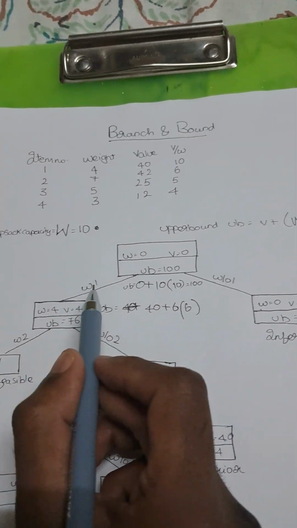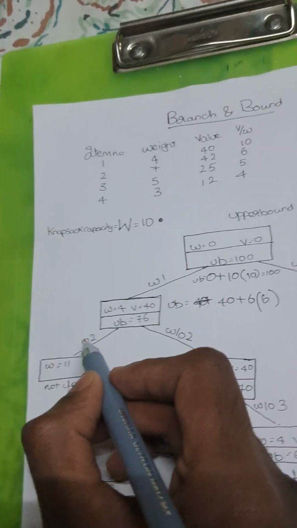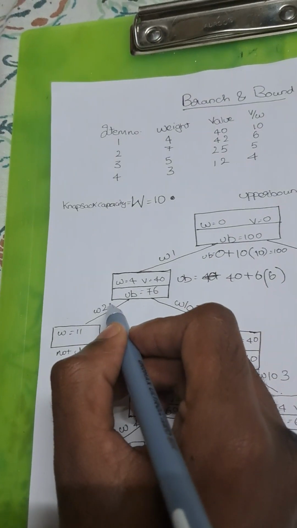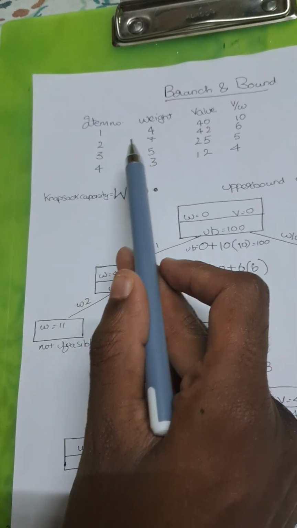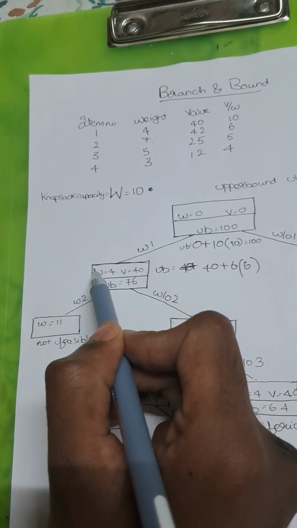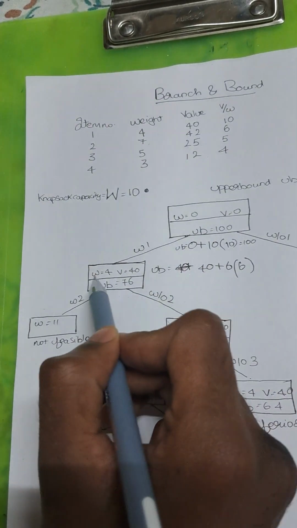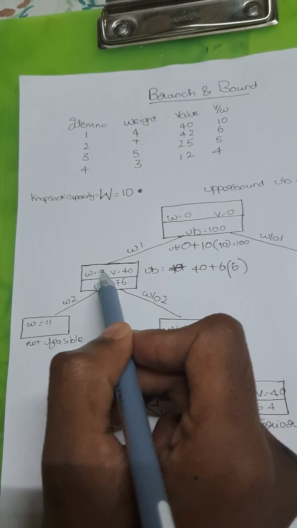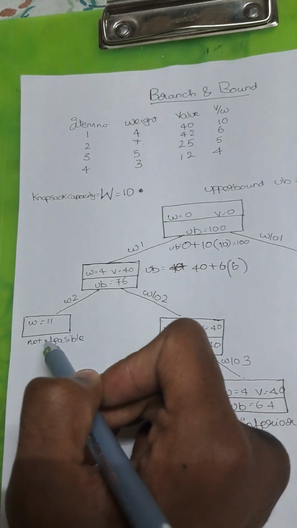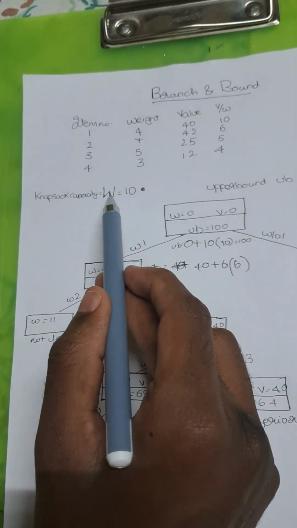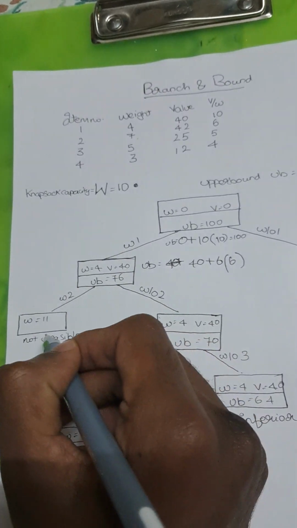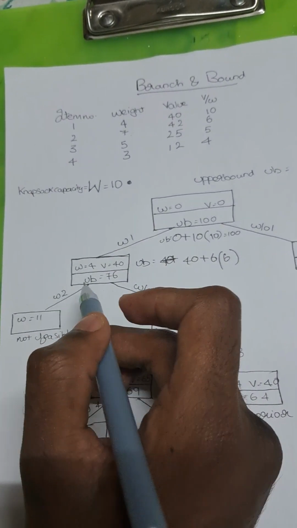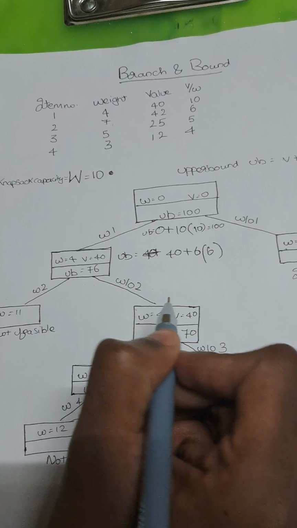So now split the with 1 case into two cases, with 2 and without 2. So with 2, the weight of item 2 is 7 and the weight in the knapsack is now 4. So 7 plus 4 is equal to 11. Since it exceeds the knapsack capacity, which is 10, this solution is not feasible. We ignore this case. So now without 2.